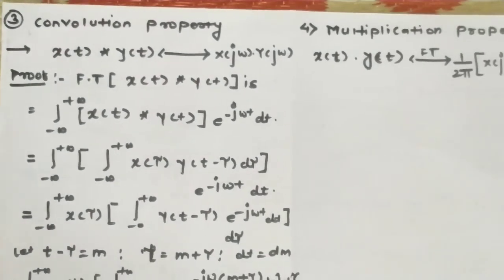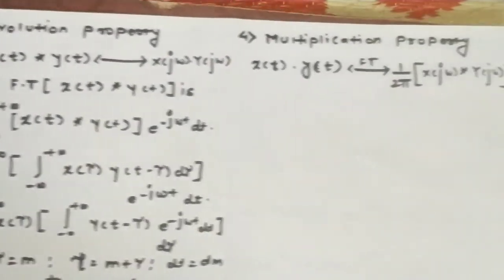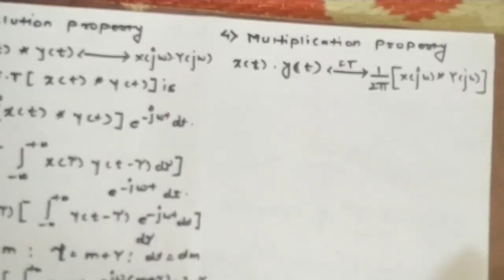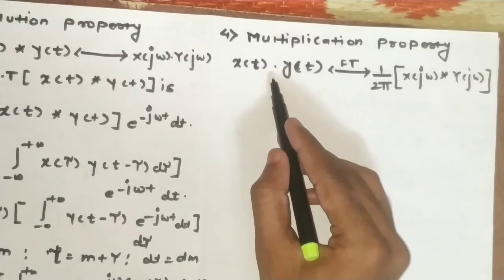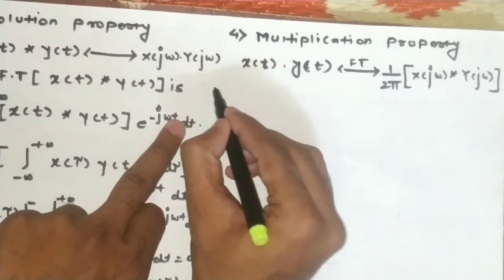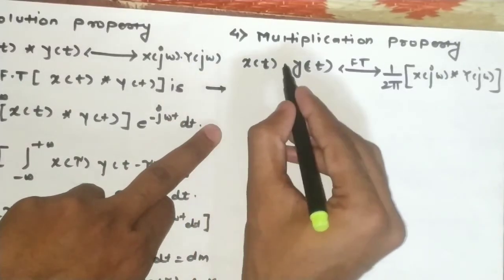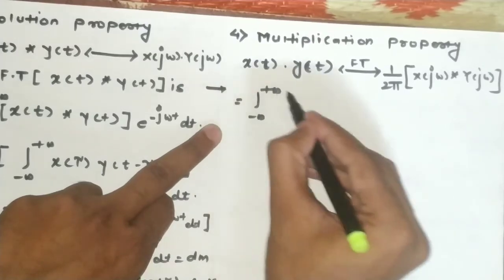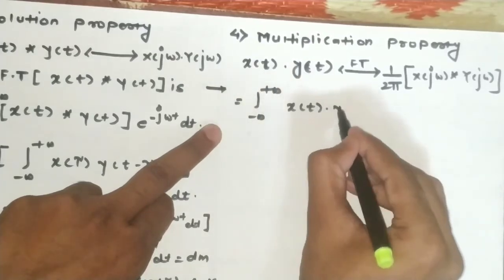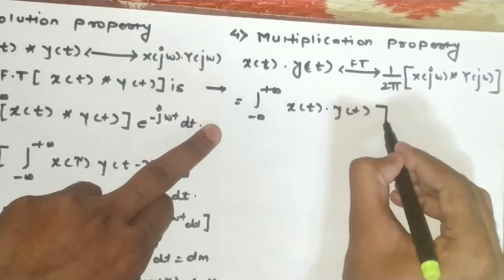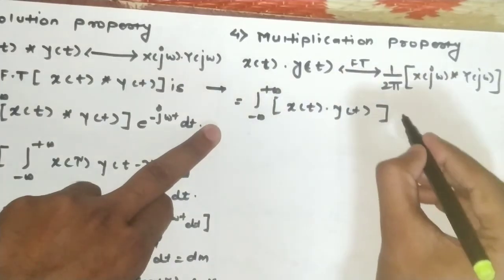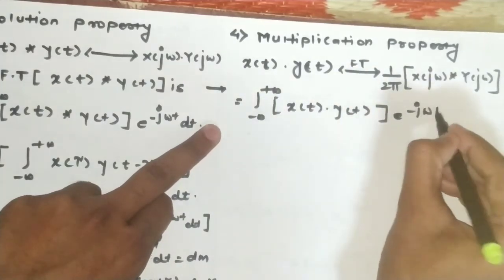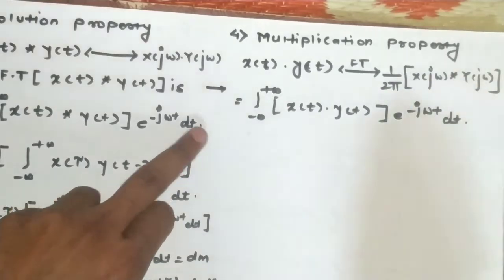Now let us come to the next property, the multiplication property. Here we multiply in the time domain and the result is convolution in the frequency domain. To prove this, again we'll use the same formula: the Fourier transform of this function equals the integration of x(t) times y(t), multiplied with e raised to minus j omega t dt.